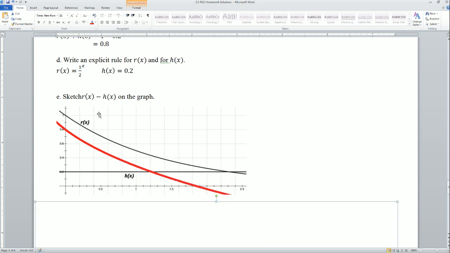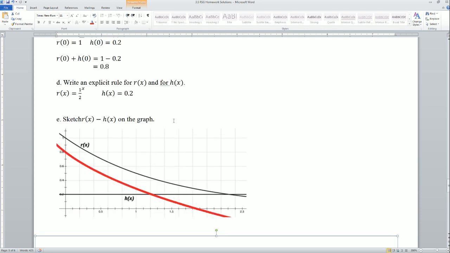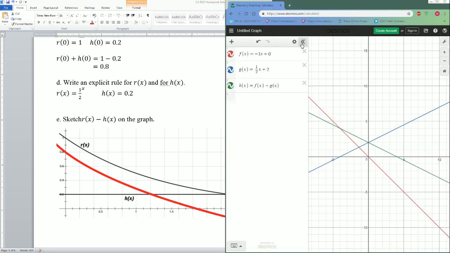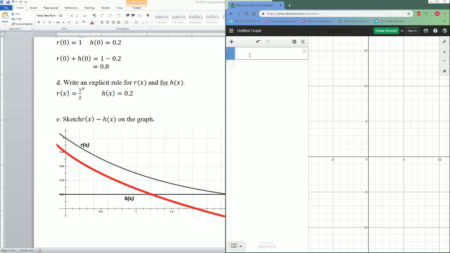Next, it says sketch how r of x minus h of x looks like. In reality, there's a better way of answering this. Even in Desmos, you can just graph it. You want me to show it to you in Desmos? Alright, let's bring it up in Desmos. Here, I'm going to define r of x as 1 divided by 2 to the x. The next one, I will say it is 0.2. It should be a straight line.